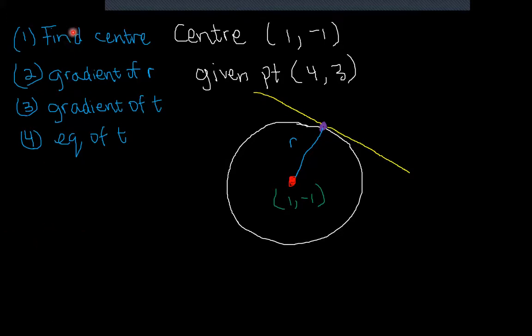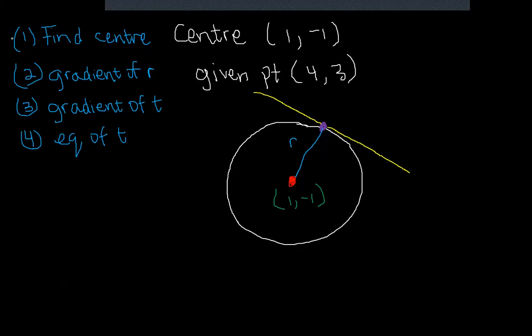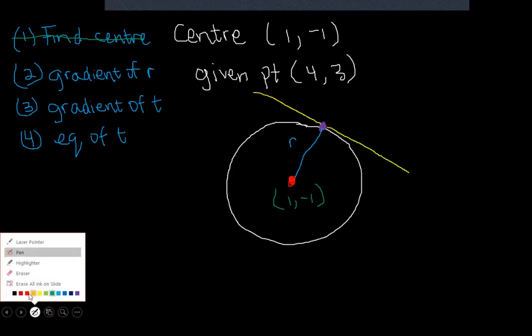And we know that there are 4 steps to go about doing that. The first thing we want to do is to find what the center is. But in this case, it's given. They told us that the center is (1, -1). So that's step 1 finished already. We didn't have to do anything because they gave it to us already. Step 2, we want to find the gradient of the radius, which is this blue line here. Why? As we continue, you'll understand why.